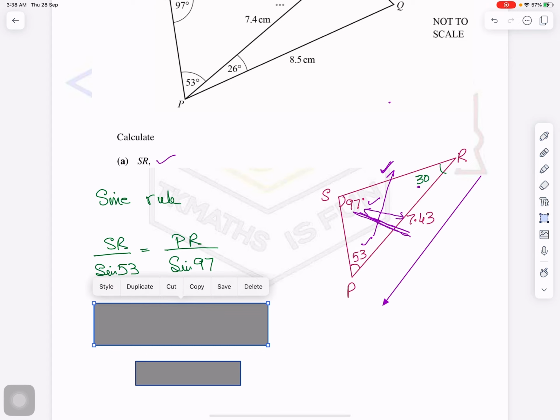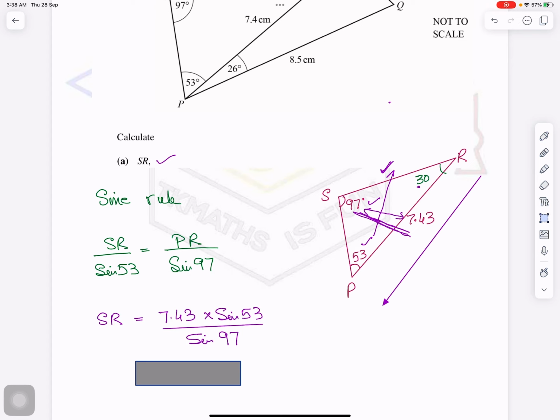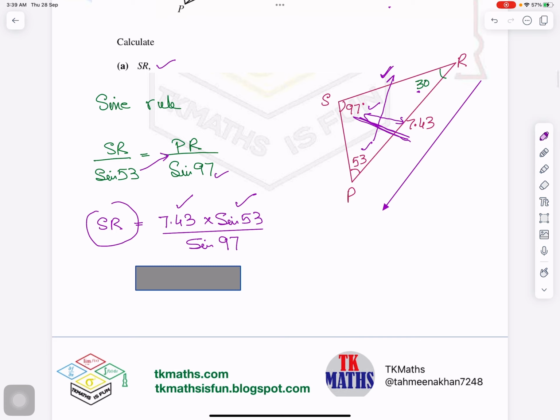I know PR. PR is what? 7.43. So I have written 7.43 here. And then I cross multiply. This goes here, sine 53. And this remains here because I have to find out SR. So now it is simple. You can use the calculator and find the answer.